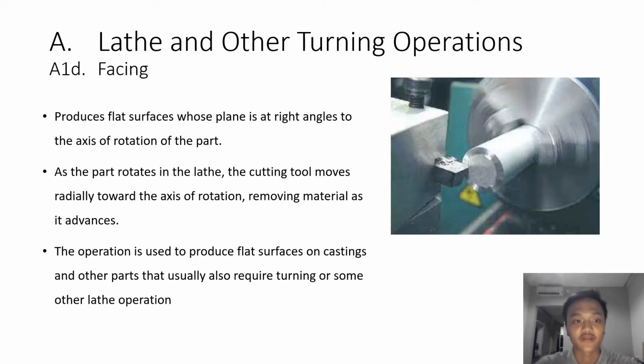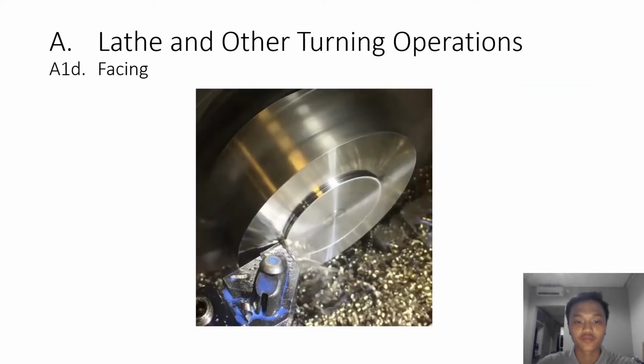The next one is the facing operation. Facing produces flat surfaces whose plane is at right angles to the axis of rotation of the part. As the part rotates in the lathe, the cutting tool moves radially toward the axis of rotation, removing material as it advances. The operation is used to produce flat surfaces on castings and other parts that usually also require turning or some other lathe operation. This is the workpiece and this is the tool. This is an example video.